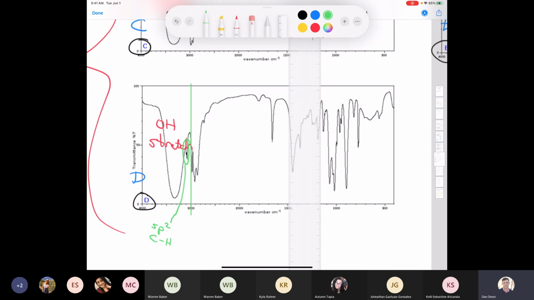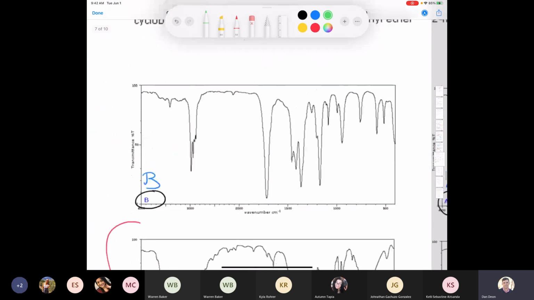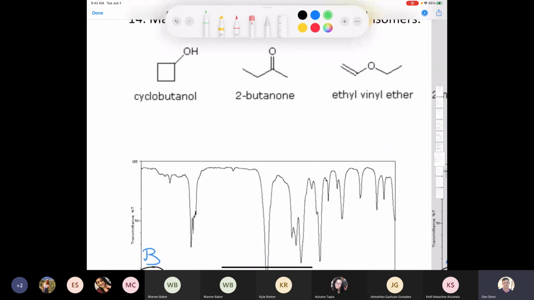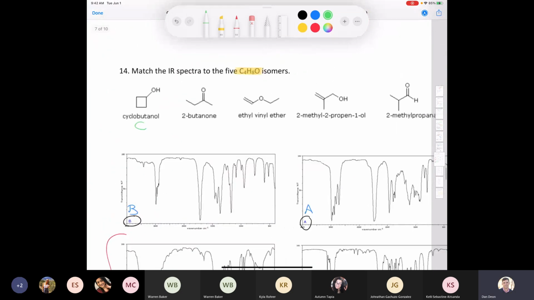But what do you see that's a lot more obvious? If this is 1500 right here, the carbon-carbon double bond stretch of an alkene is around 1630. So this is 1600, this is 1650, so it's in that neighborhood, right? This is the carbon-carbon double bond stretch of the alkene. So this one must be the alkene. Let's get rid of the ruler. And so C would be the cyclobutanol, and then D would be this one here.